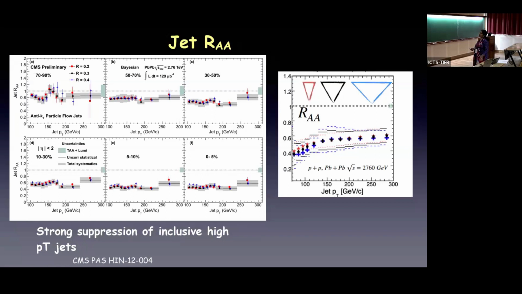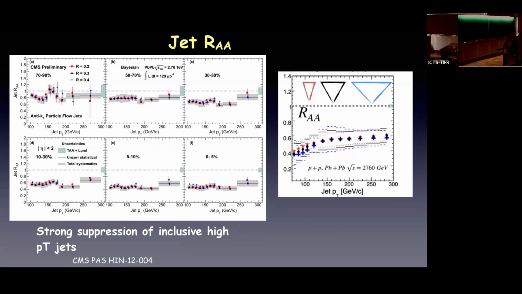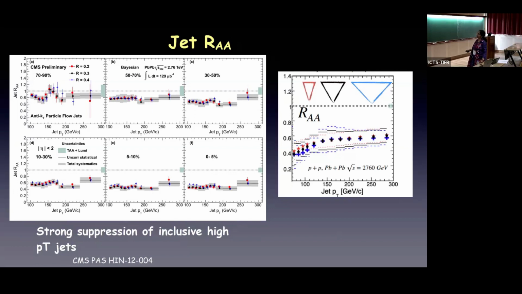So now people have started to see this jet quenching using jets. So now it is jet RAA, not the hadronic or charged particle RAA. You reconstruct jets in lead-lead collisions, you reconstruct them in pp collisions at similar energies, and take the ratio. Here also you see that the jet RAA is way below 1, suggesting strong suppression of inclusive high pT jets.